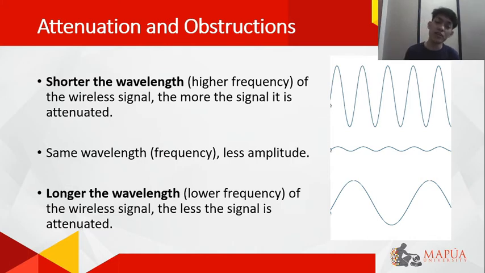Now we discuss attenuation and obstructions. It is said that the shorter the wavelength or the higher the frequency of the wireless signal, the more the signal is attenuated. With the same wavelength or frequency, there is less amplitude, and the longer the wavelength or lower the frequency of the wireless signal, the less the signal is attenuated. Presented on the screen is the difference between having shorter wavelengths, same wavelengths, and longer wavelengths.